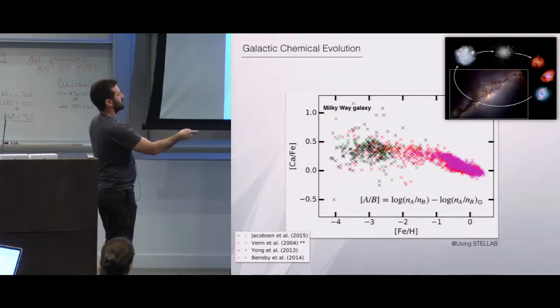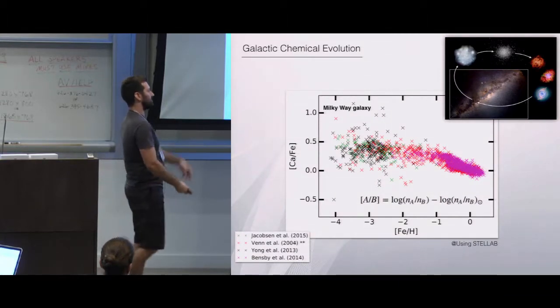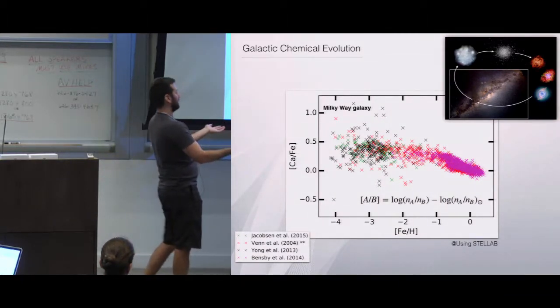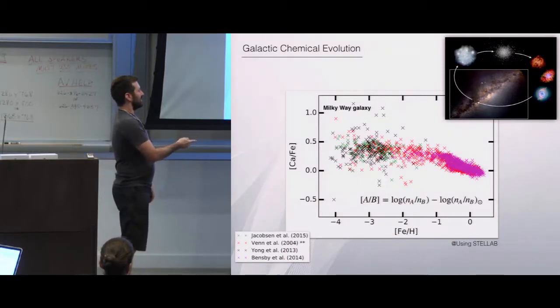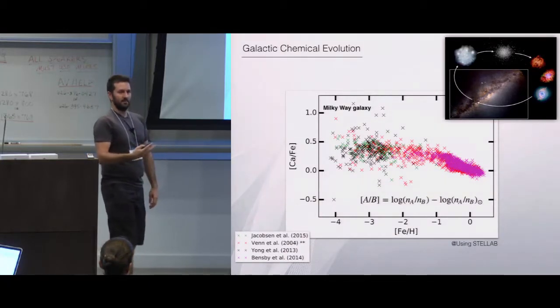This is iron concentration, so iron divided by hydrogen. We sometimes call this metallicity. Doesn't make too much sense, but that's how we call that. And so the important thing is this is a proxy for time.